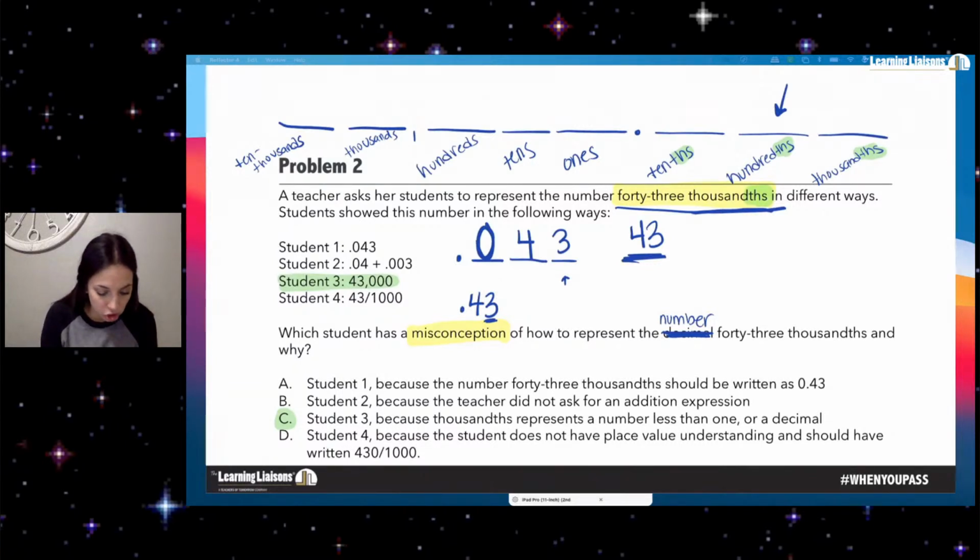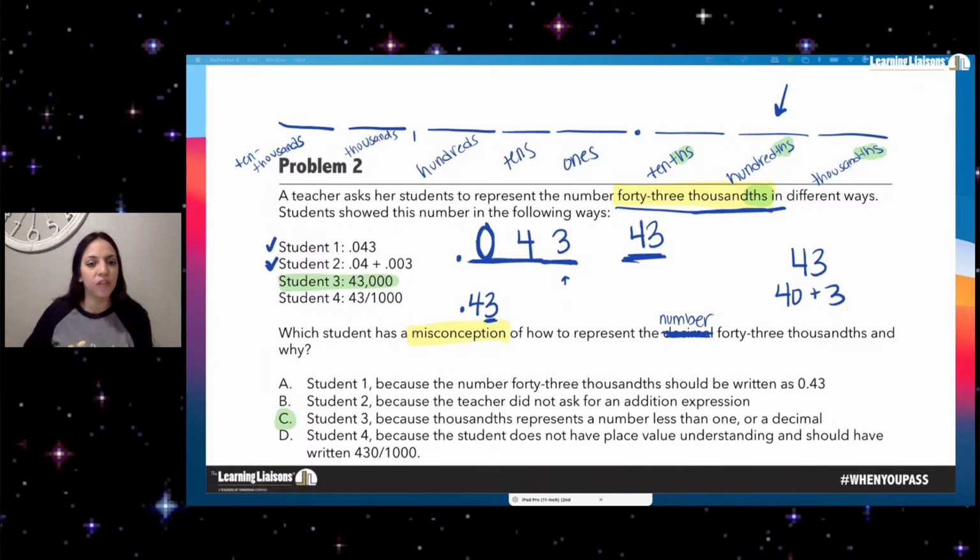So student 1 is correct. Student 2 is correct because all they did was expand that number. They did 4 hundredths plus 3 thousandths equals 43 thousandths. Just like the number 43 is the same thing as 40 plus 3, this number is the same thing as 4 hundredths and 3 thousandths. So this student is correct.